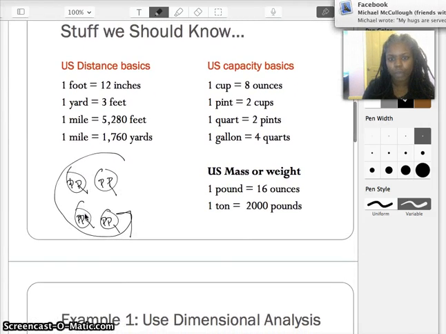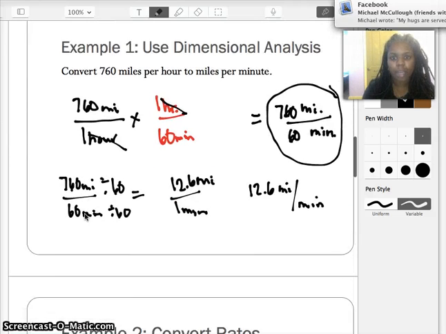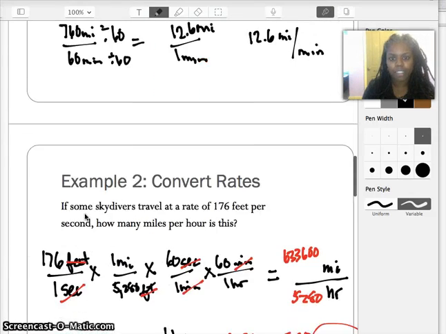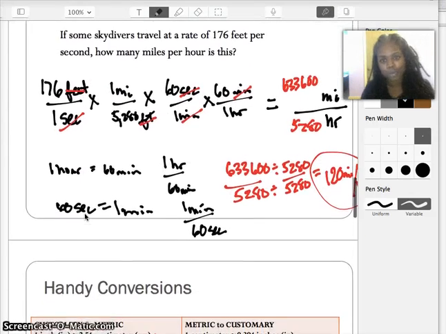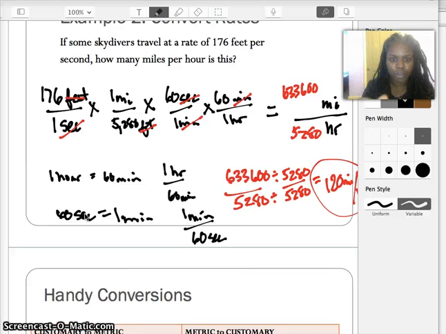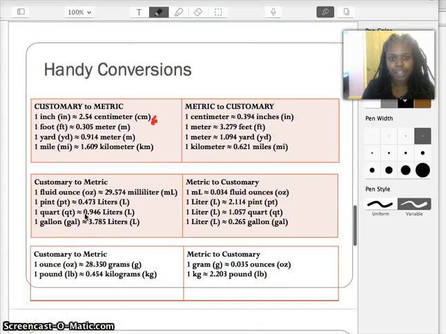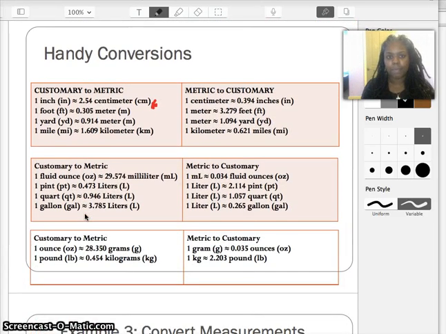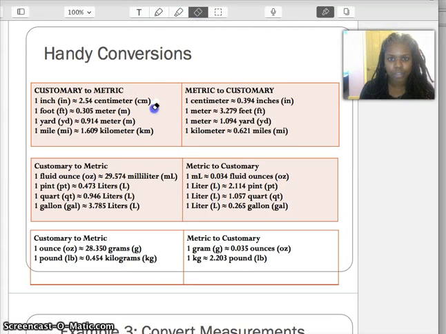We looked at stuff that we should know, and we had a problem where we did some dimensional analysis and a little bit more where we had to convert the numerator and the denominator. Here are some handy conversions that we need to keep in mind, and I will provide you with a physical copy of this. It is in the textbook. I don't think I put it in the packet, but there's a copy of this.